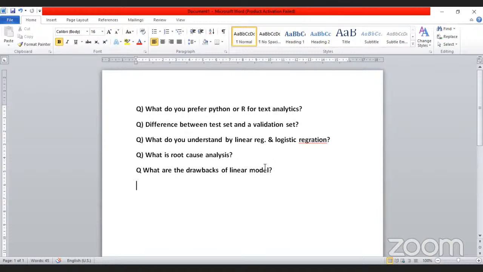And one more: if you have a binary outcome, there is an overfitting issue that it can't solve for a binary outcome.